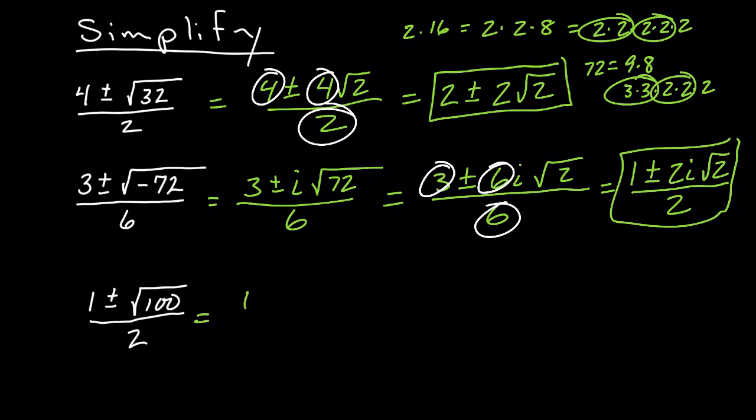Now on this one, the square root of 100 comes out evenly to be just 10. We have no more radical, so like I mentioned before, when you have no more radical, you need to go ahead and find your two answers. 1 plus 10 is 11 over 2, and 1 minus 10 is negative 9 over 2.